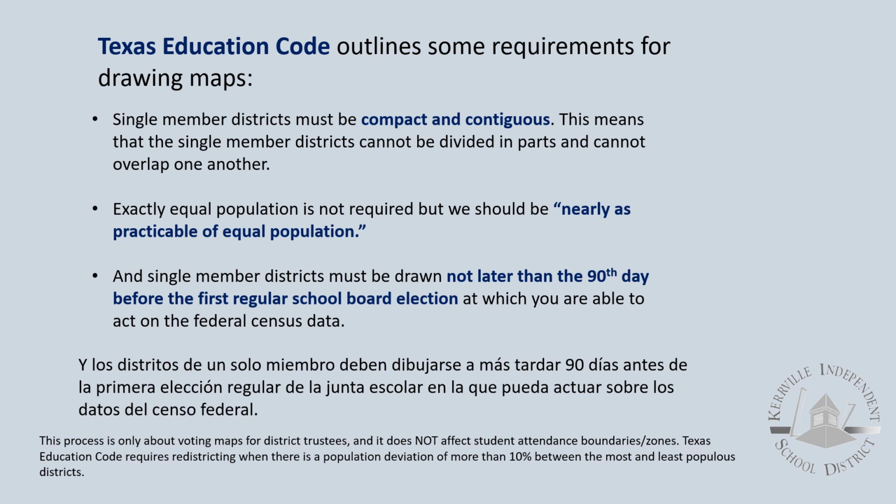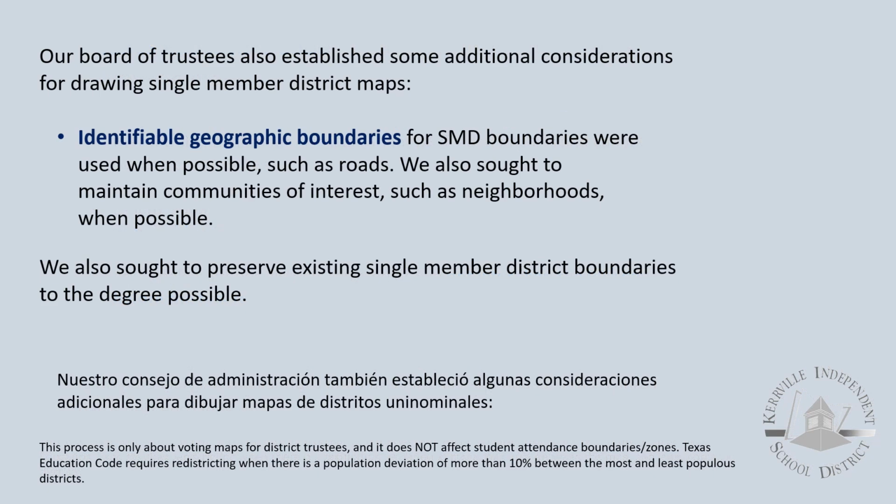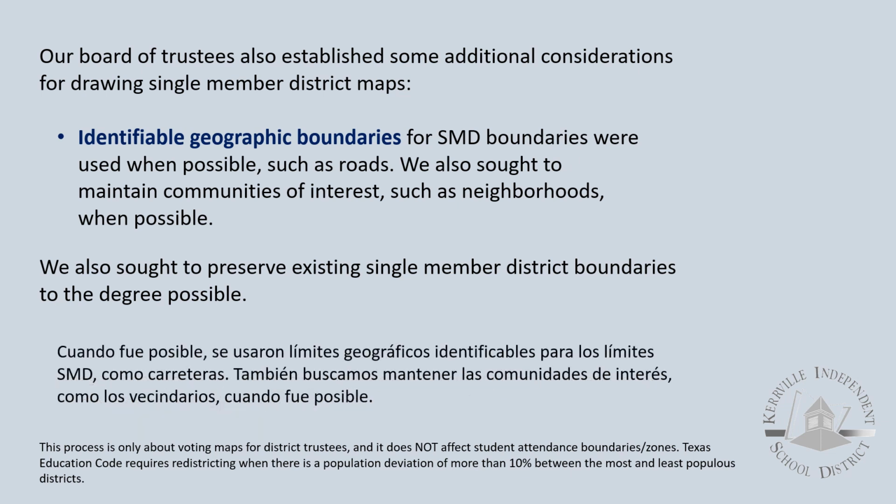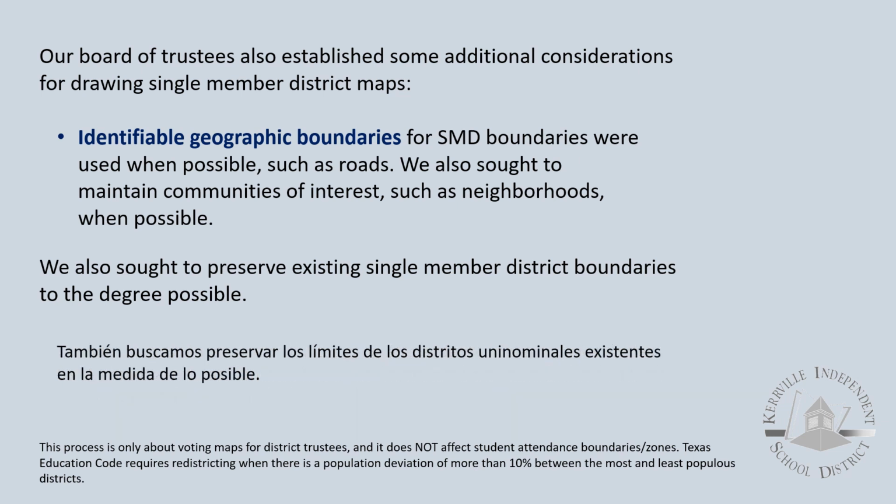And single-member districts must be drawn not later than the 90th day before the first regular school board election at which you are able to act on the federal census data. Our Board of Trustees also established some additional considerations for drawing single-member district maps. Identifiable geographic boundaries for SMD boundaries were used when possible, such as roads. We also sought to maintain communities of interest, such as neighborhoods, when possible. We also sought to preserve existing single-member district boundaries to the degree possible.